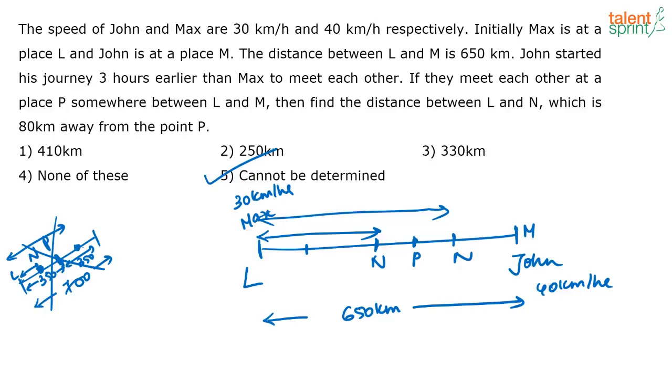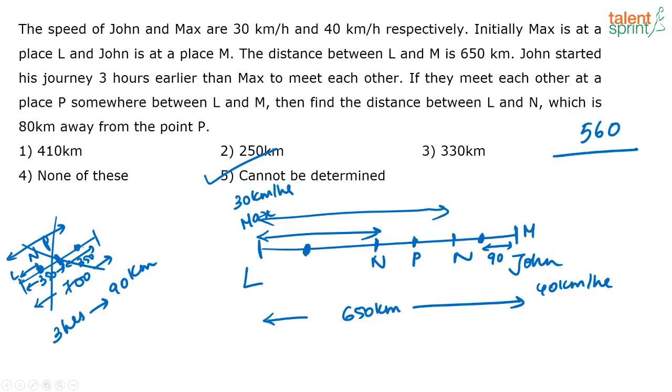How will you solve it? John is starting 3 hours earlier than Max. So in these 3 hours, how much distance will John travel? John will travel 30 into 3, or 90 kilometers. John would have come to this point in 3 hours, traveling at 30 kilometers per hour, so he is reaching a point somewhere here. He has traveled a distance of 90 kilometers. Now the distance between the two people is 650 minus 90, which is equal to 560 kilometers.